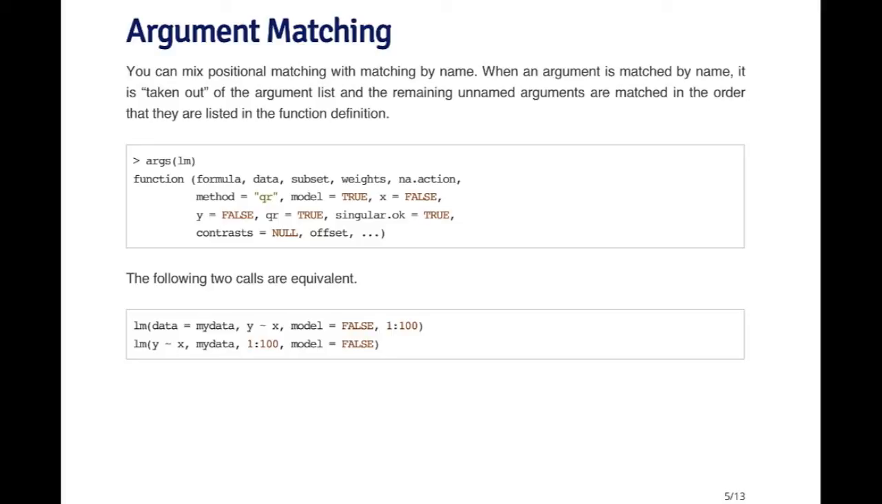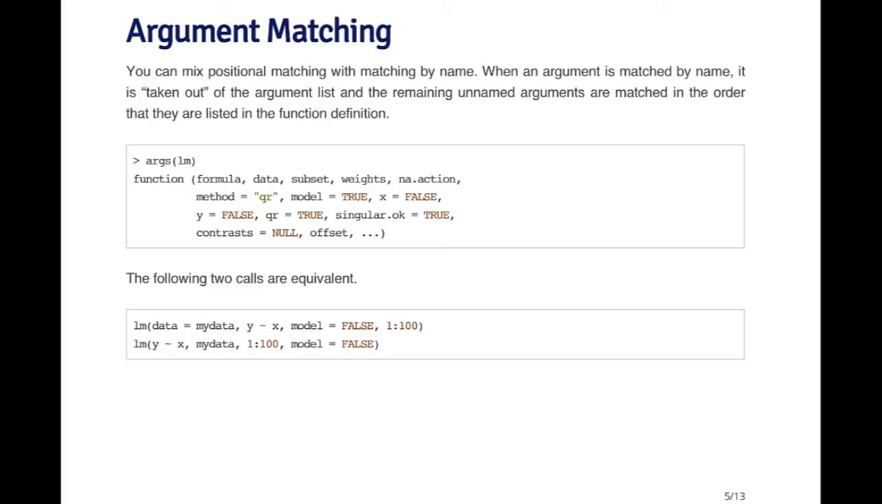Model equal to false has been matched by name, so I can get rid of that from the argument list. Then 1 through 100 has to be assigned to the argument that has not already been matched. In this case, formula was already matched, data was matched, and so the next one is subset. So 1 to 100 gets assigned to the subset argument. This is a somewhat confusing way to call lm, and I don't recommend that you do it this way, but I wrote it this way just to demonstrate how positional matching and matching by name can work together.